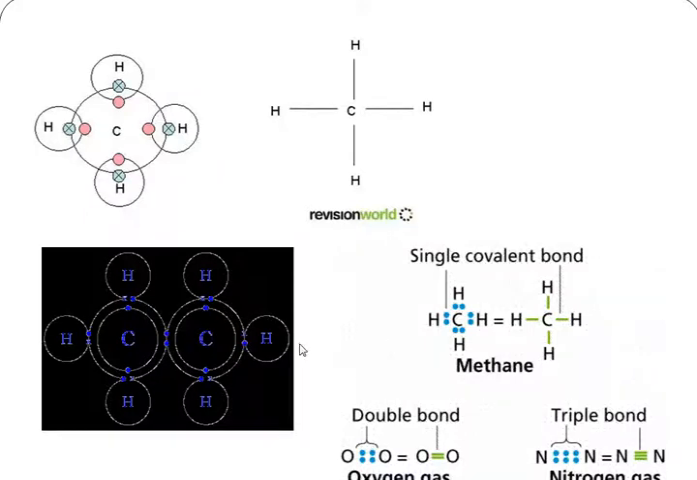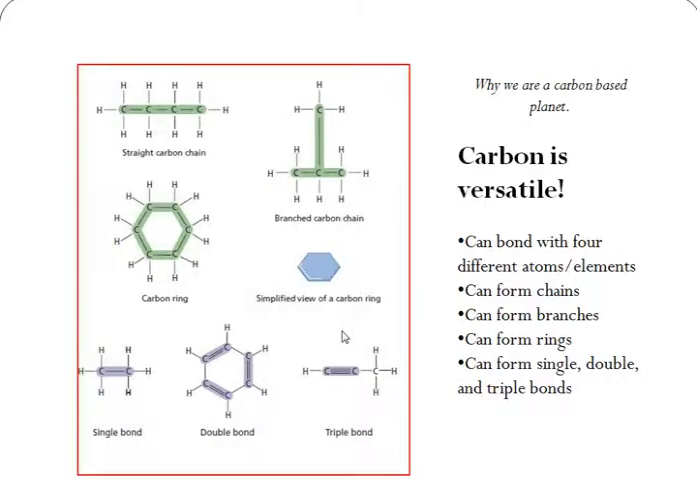Here's a single bond going on. It can bond with 4 different atoms. It can form chains. It can form branches. It can form rings. It can form, as I said, single, double, and triple bonds. And that is why we're a carbon-based planet, because of that reactivity.